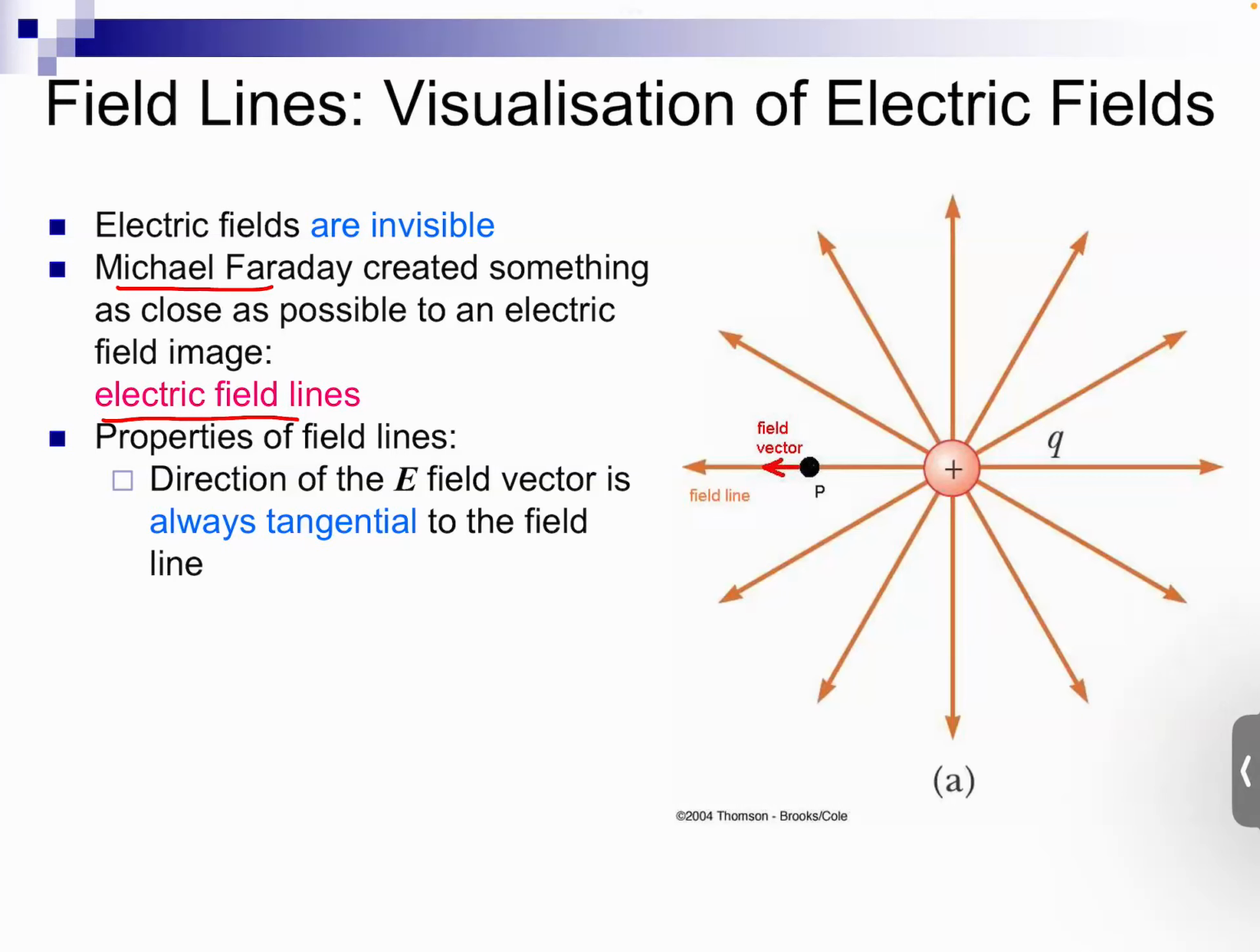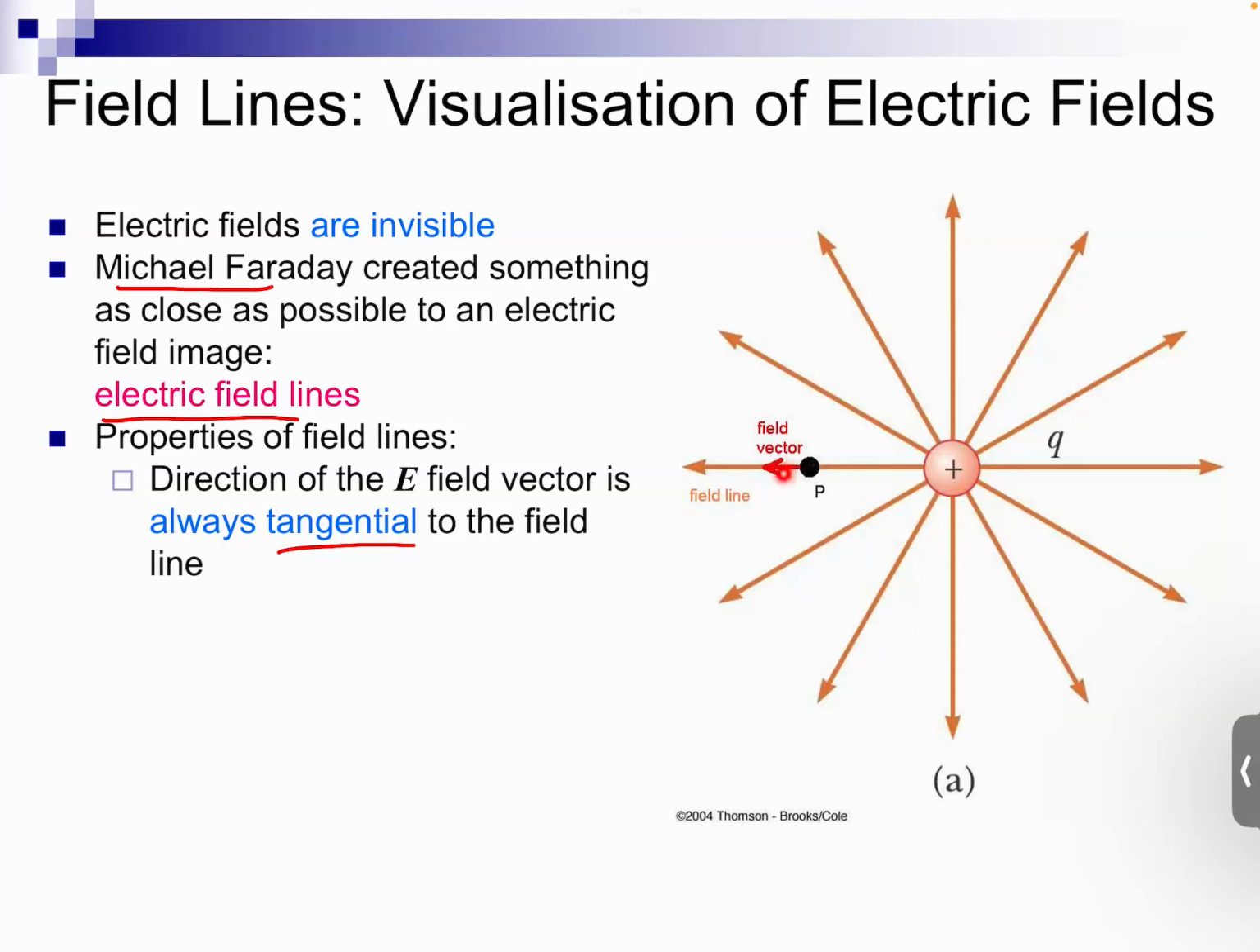So the first one is that the direction of the electric field is always tangent to the electric field line. So say, for example, this is your positive charge. You draw your electric field lines as straight lines coming from the positive charge. If you want to find the direction of the electric field, for example, at point P, then you draw a line that's tangent to the electric field line.